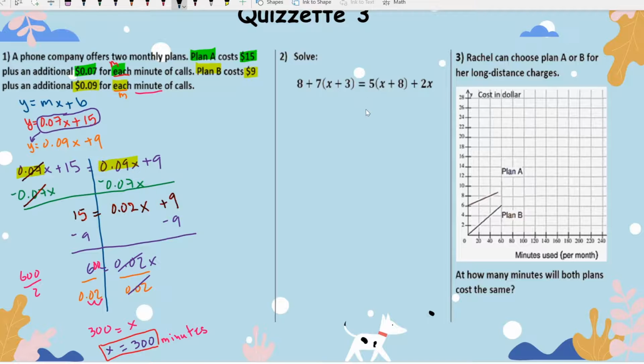Number 2, we're going to solve for x. Parentheses mean multiply. So you're going to multiply 7 into the parentheses and multiply 5 into the parentheses.